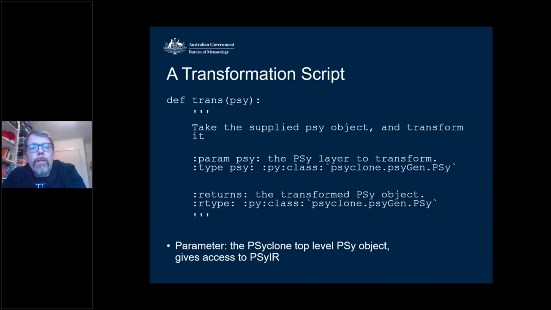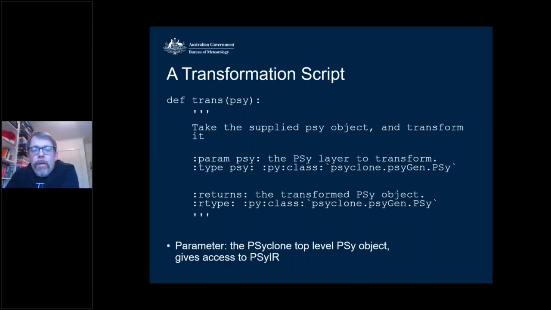So what does a transformation script look like? I will refine this as I go along. In a transformation script, you define a function, trans, and it gets one parameter. I could just call it psy. And psy is basically the parallel system layer, which has all the information about the invokes and kernels that you want to work on. And it returns the modified psy object to PSyclone, which keeps on going to create the actual code.